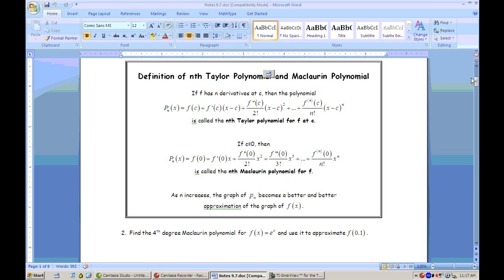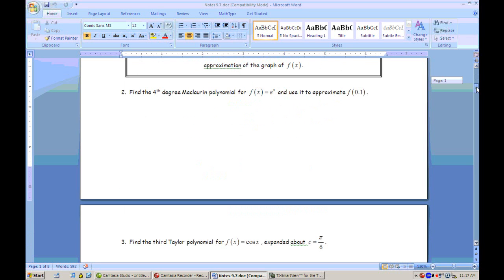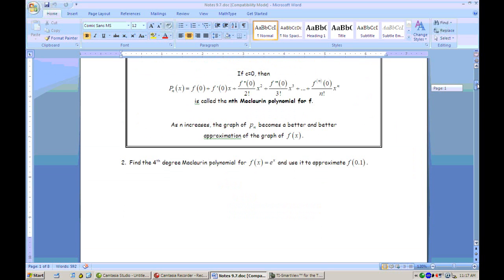Okay, so let's just jump into this and do this for f of x equals e to the x. So we're still working with the same function. Find the 4th degree Maclaurin polynomial. The fact that we're using a Maclaurin polynomial means that c is 0, and we'll use it to approximate f of 0.1.